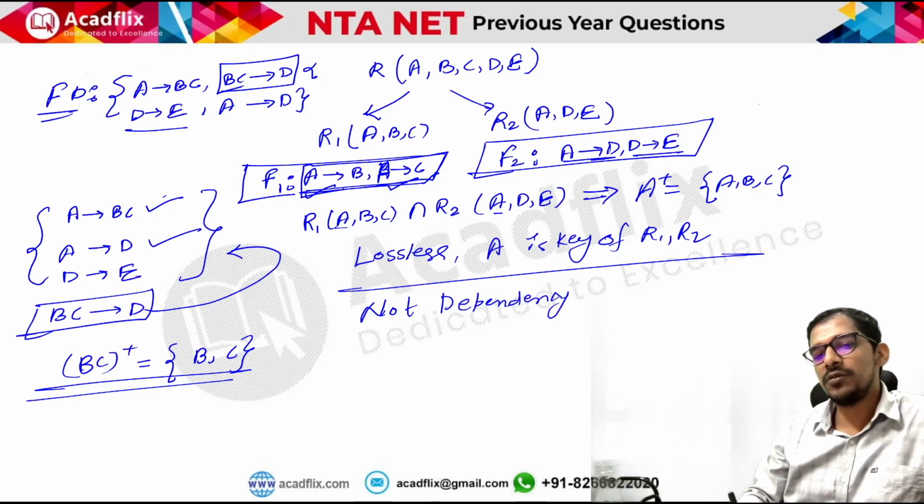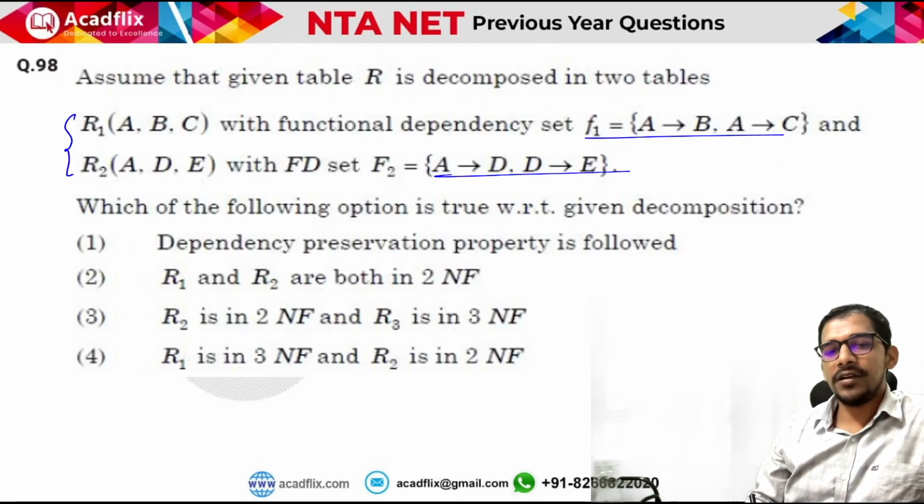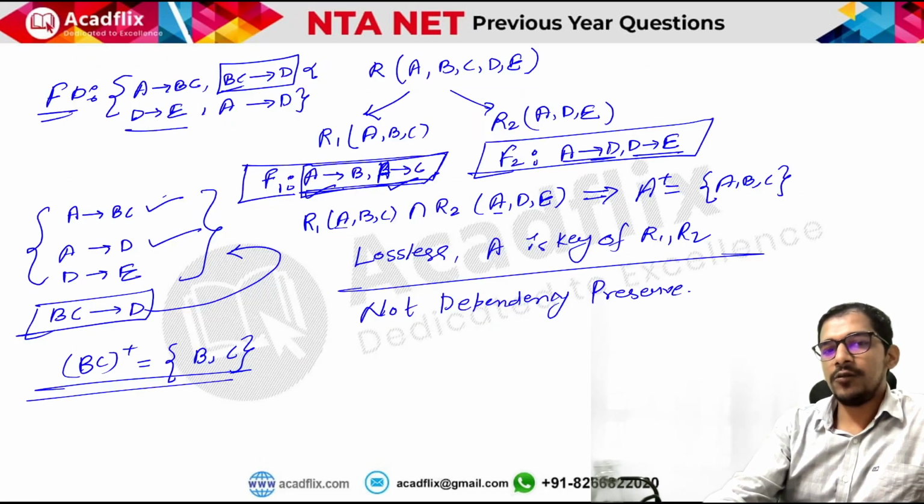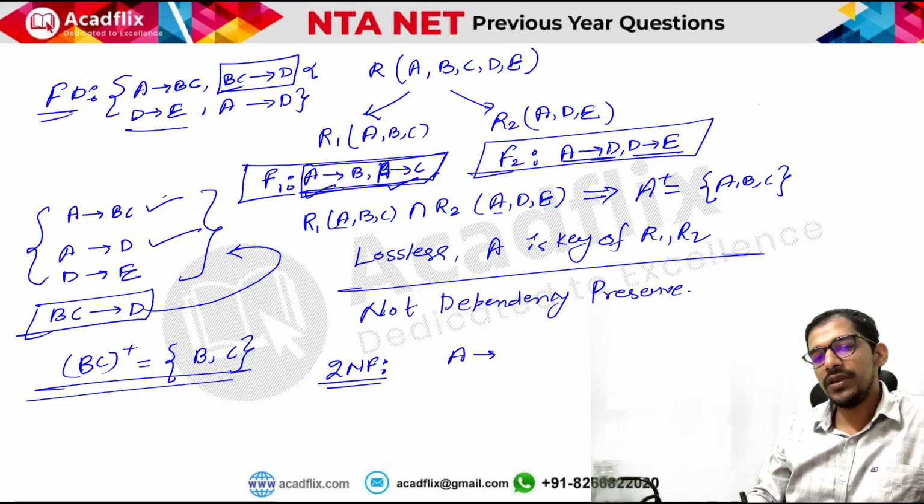That means the first option is false. The first option is saying that it is dependency preserving, so it is false. Now let us check whether R1 and R2 are in 2NF or 3NF. How will we check that? First let's check for 2NF. In the R1 relation we have the functional dependencies A tends to B and A tends to C, and the key in this relation is A.